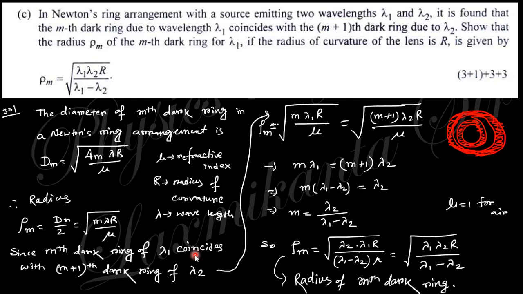So the mth dark ring of lambda 1 coincides with the (m+1)th dark ring of lambda 2. So just put the values of lambda 1 and lambda 2. If you equate them, the value of m will be obtained. So rho m can be written here in place of the m value. Just obtain this expression. Easy.